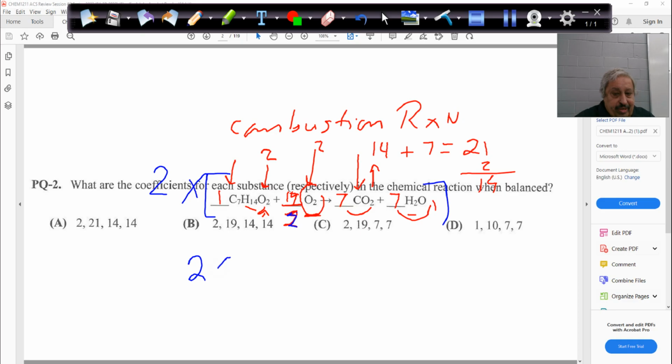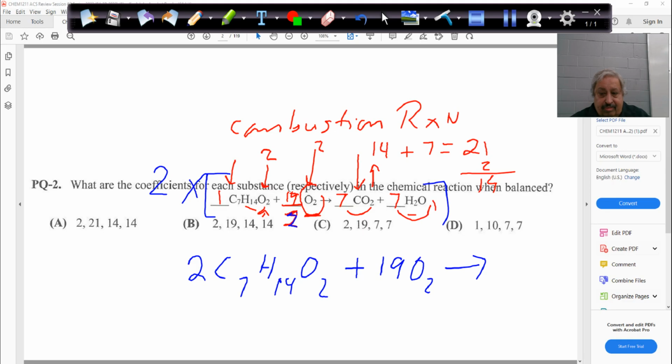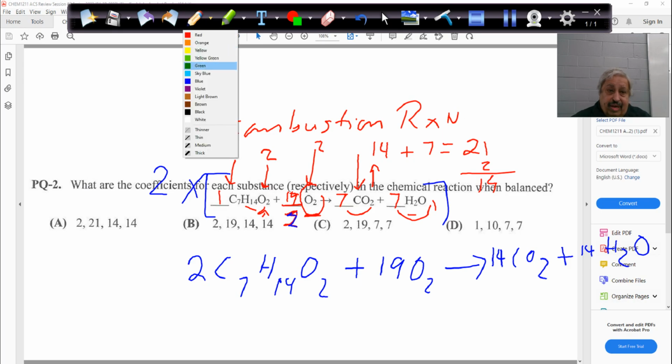So I have 2 C7H14, O2, plus 2 multiplied by 2 makes 19, correct? O2, 2 multiplied by 7, 14, CO2. 2 multiplied by 7 is 14, H2O. Now, let's confirm this is really true. We'll see. If it's not true, then we have to reshuffle it again.